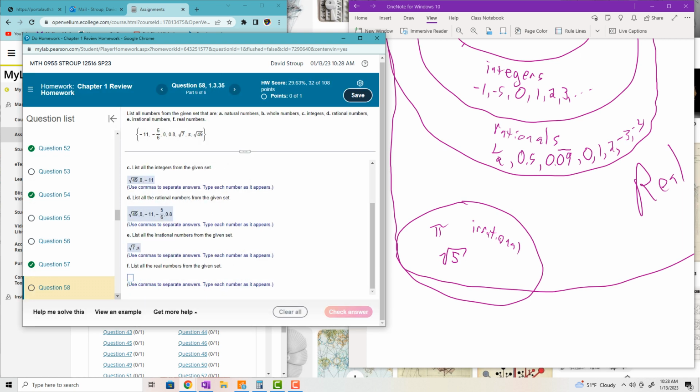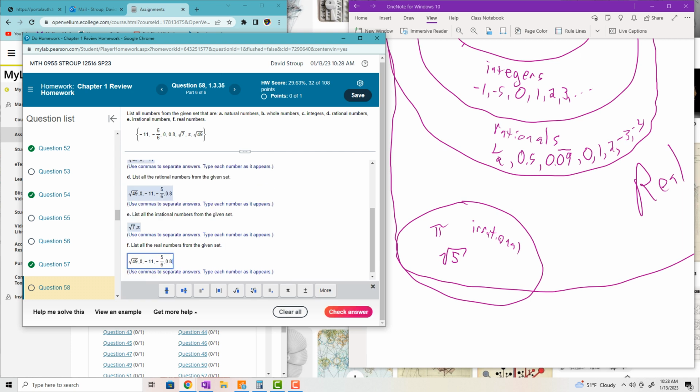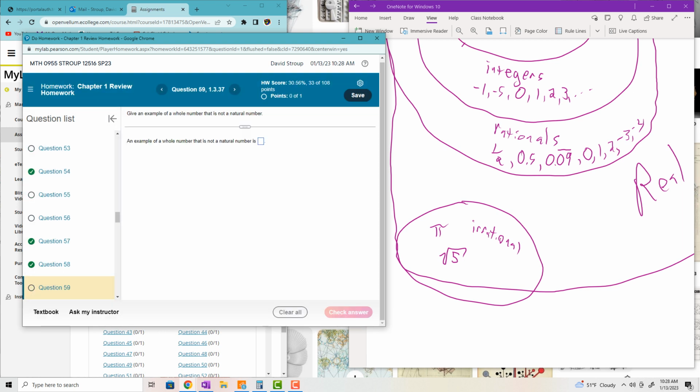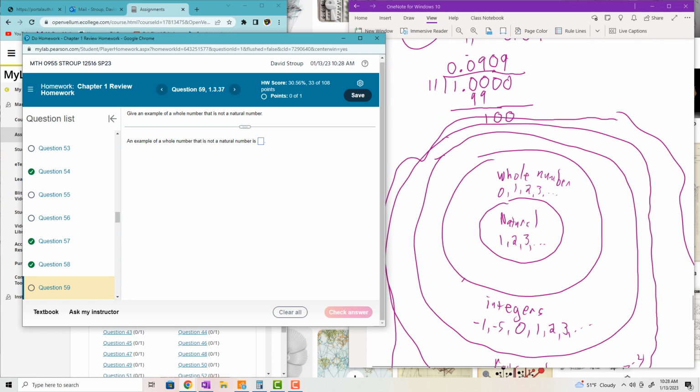Okay, great. And then finally, everything is a real number. So I'm just going to Control V everything from the previous place, and then add in the square root of 7, and add in pi. Yay. Okay. And then they got some trick questions here. A whole number that's not a natural number. That's the number 0. Rational number. Okay, so those are clever.